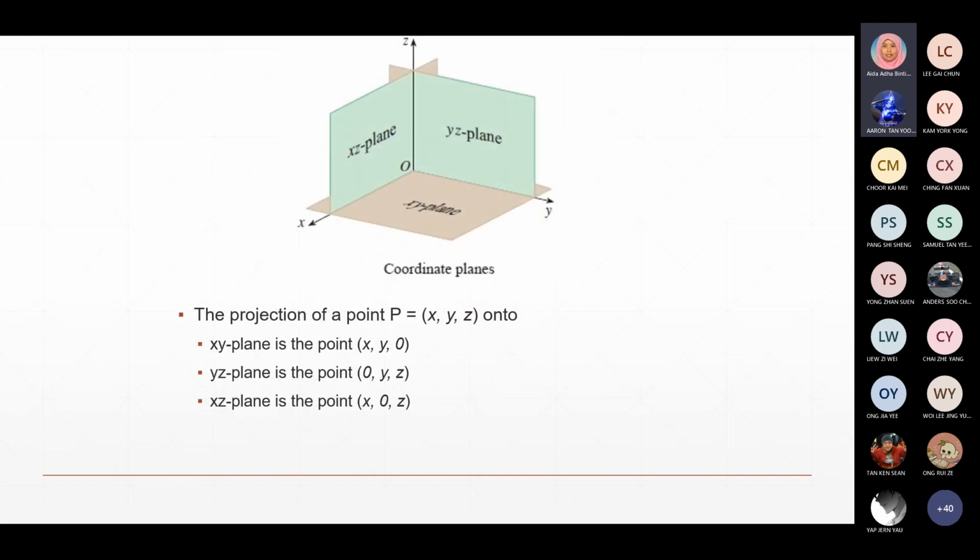So now when we talk about the plane, let's say you have one point. Let's say this is the point. The coordinate x is x, the coordinate y is y, and the coordinate z is z.